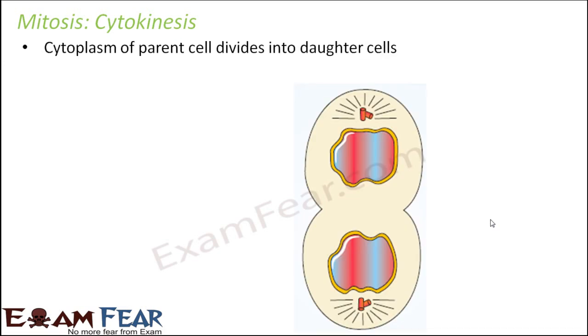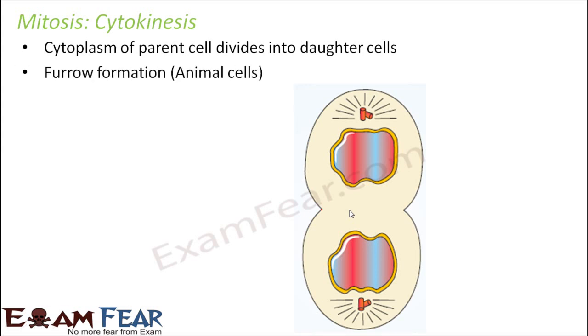As I said, cytokinesis is the final step where the cytoplasm will get divided into two daughter cells. So here the cytoplasm of the parent cell divides into daughter cells. In the telophase itself, it indicates the beginning of cytokinesis with this furrow. So what is this furrow? Now, the process of cytokinesis happens differently in animal cells and in plant cells.